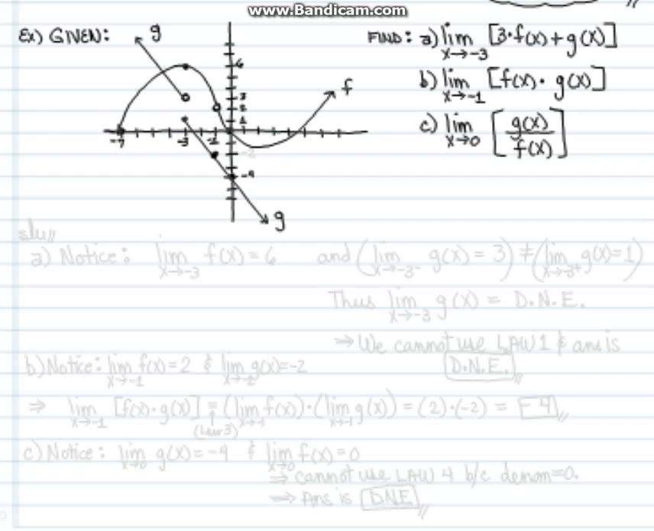Part A, we're going to find the limit as x approaches -3 of 3f of x plus g of x. Well, first notice that the limit as x approaches -3, look at the graph, of f of x is the y partner, y equals 6. That's cool. Everything's fine. That's defined. The limit's defined.